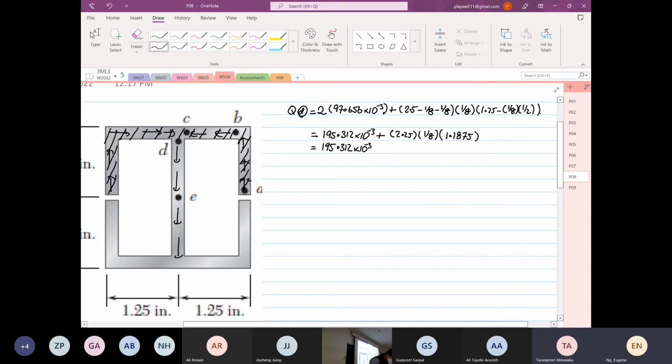So this will be equal to 195.312 times 10 to the power minus 3 plus 2.25 times 1/8 times 1.1875, which is equal to 333.984 times 10 to the power minus 3. Let me check again. 1.1875 times 1/8 times 2.25 is equal to 0.33984. So 195.312 plus 333.984 is equal to 529.296 times 10 to the power minus 3 inches cubed.